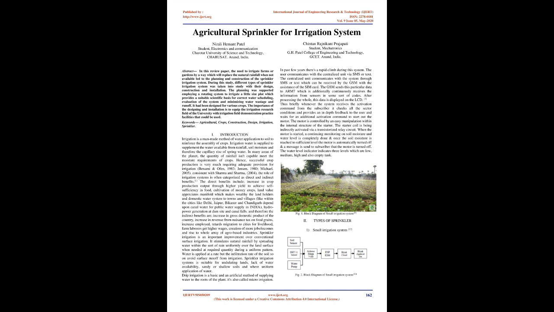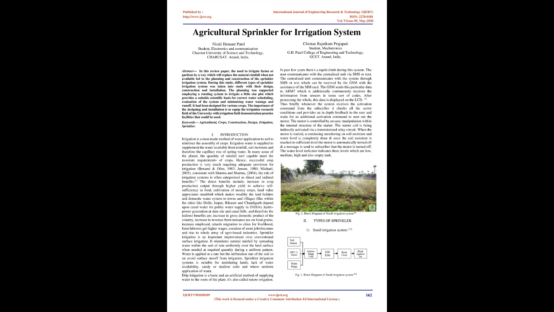Introduction: Irrigation is a man-made method of water application to soil to enhance the production of crops. Irrigation water is supplied to supplement the water available from rainfall, soil moisture, and the capillary rise of spring water. In many areas of the world, the quantity of rainfall is not capable of meeting the moisture requirements of crops. Hence, successful crop production requires adequate provision for irrigation. Bonamy and Ofen, 1983, Jensen, 1980, Michael, 2005.